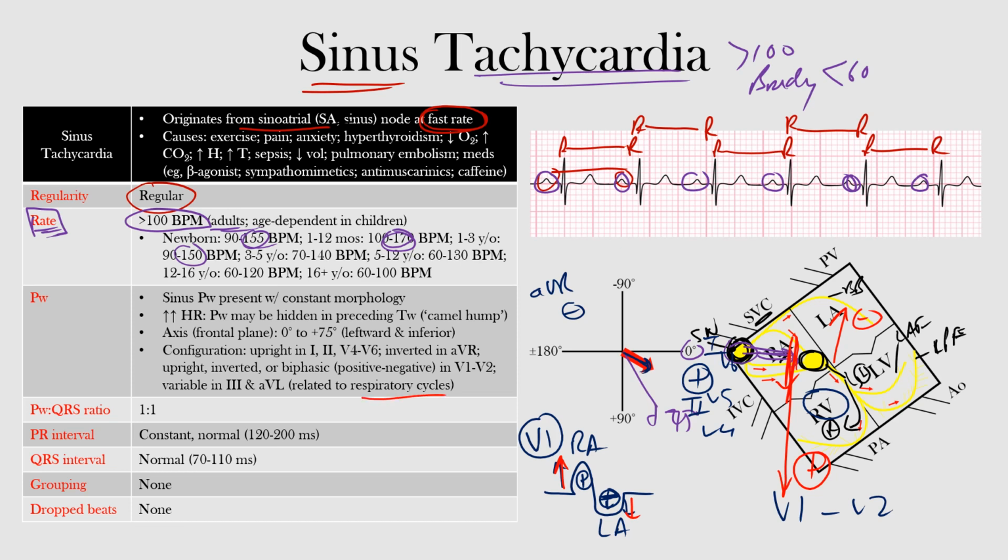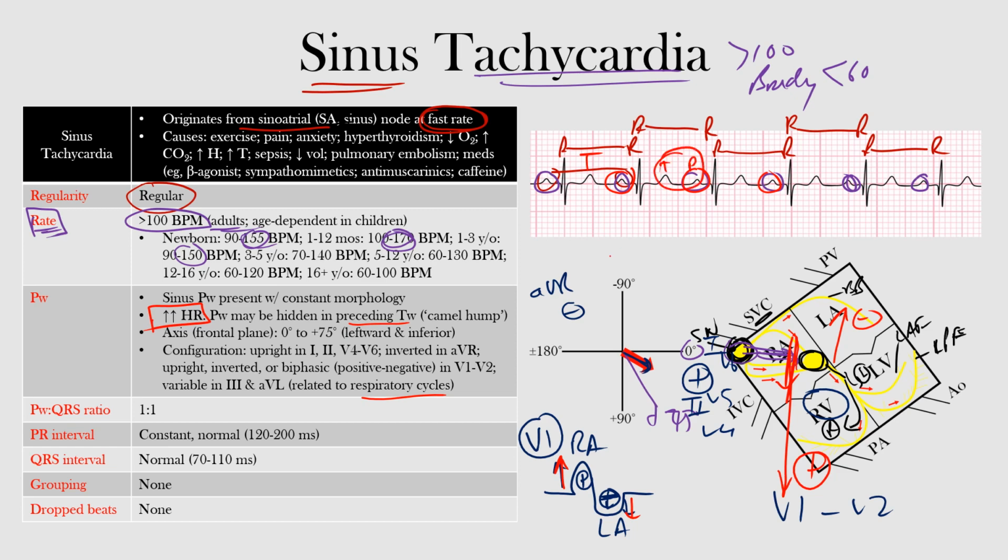In terms of leads 3 and aVL, again, it varies and it's based on the respiratory cycle as well. Now, one thing I want you to note is when we have very fast heart rates, these P waves, where we can see them here, they actually may be hidden in the preceding T wave. And the preceding T wave would be this one here. So here's a P wave, and they may actually be hidden together.